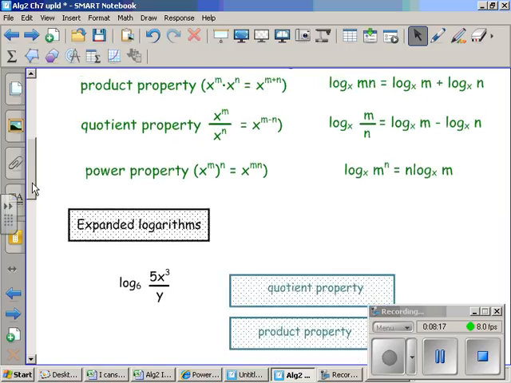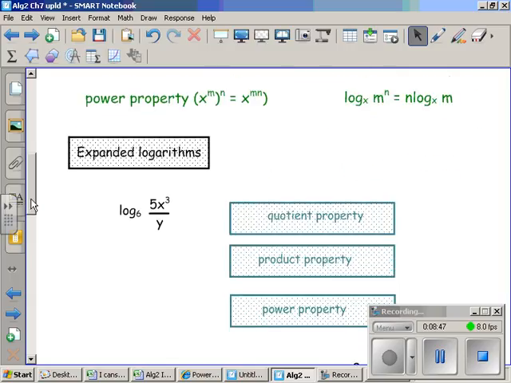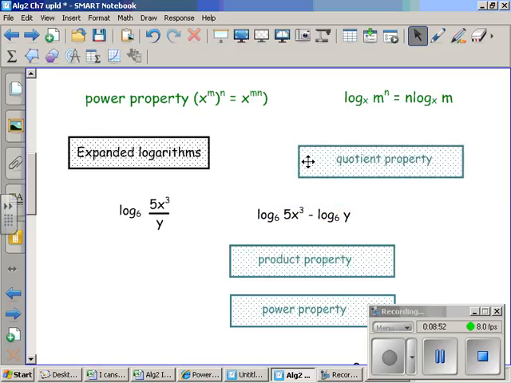All right, so let's see. We are going to expand log base 6 of 5x cubed over y. The first thing I want to do, this isn't really a rule, but it's the easiest way: do division first. Multiplication is commutative, so you can switch the order. Addition is commutative, you can switch the order. But subtraction is not. So get your subtraction in there first so you know the order it has to follow. So 5x cubed divided by y, using the quotient property, would be log base 6 of 5x cubed minus log base 6 of y.